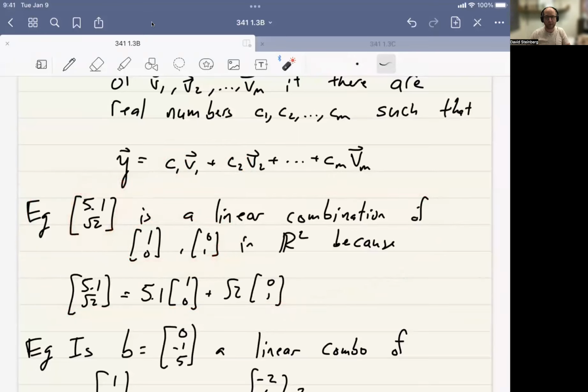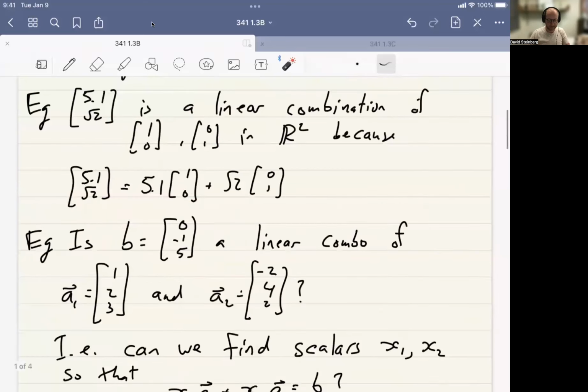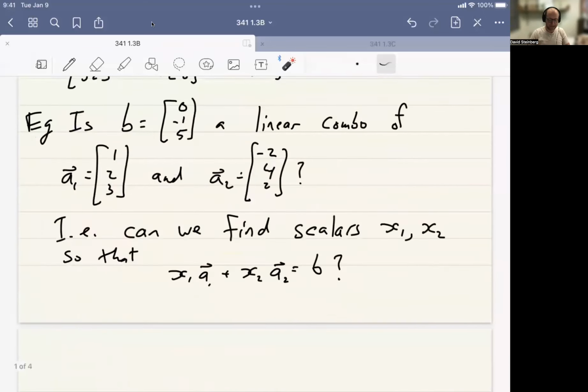So let's try a more challenging question. We've got b, some vector (0, -1, 5). We want to know, is b a linear combination of the vector (1, 2, 3) and the vector (-2, 4, 2)? So we want to know, can we find scalars, real numbers, x1 and x2, so that x1 times a1 plus x2 times a2 is equal to this vector b.